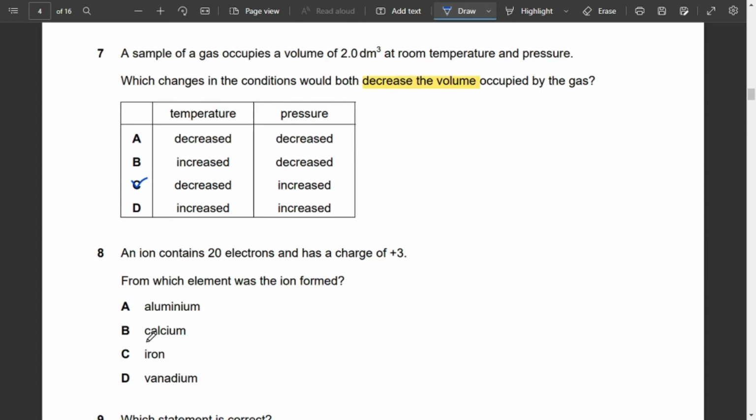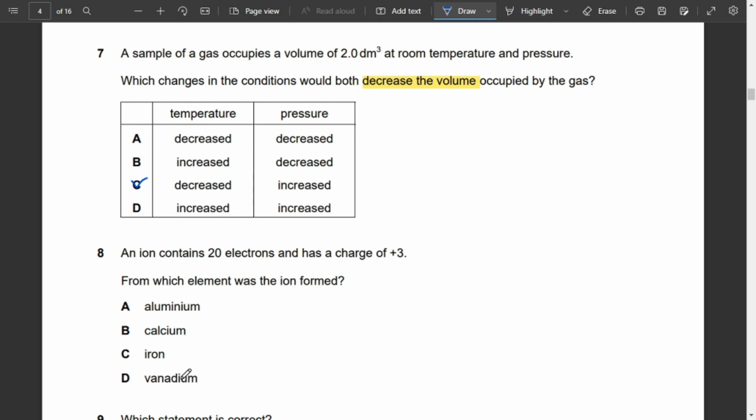MCQ number 8. An ion contains 20 electrons and has a charge of 3 plus. From which element was the ion formed? Again, if you look at it, we have aluminium 3 plus. However, it does not contain 20 electrons, so this cannot be the right answer. Then calcium Ca2 plus is not going to be the right answer. Iron can be Fe3 plus or Fe2 plus, however, again the electrons differ.